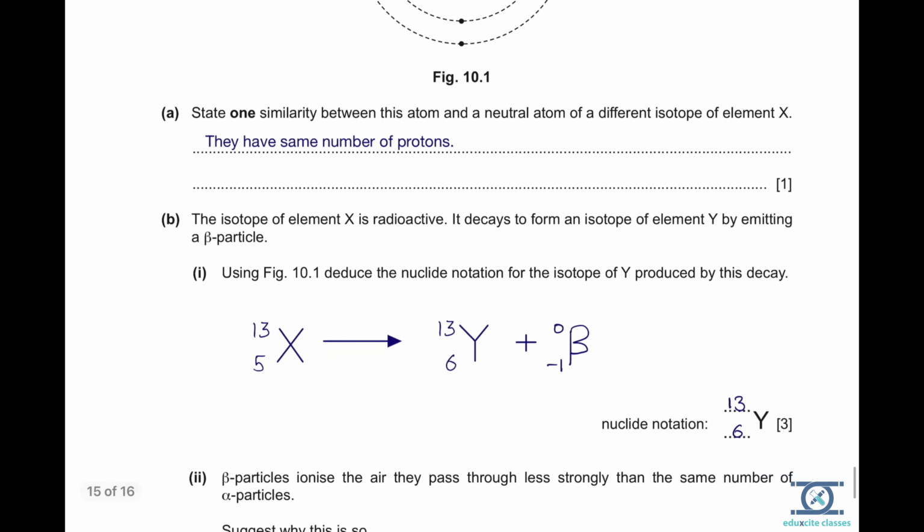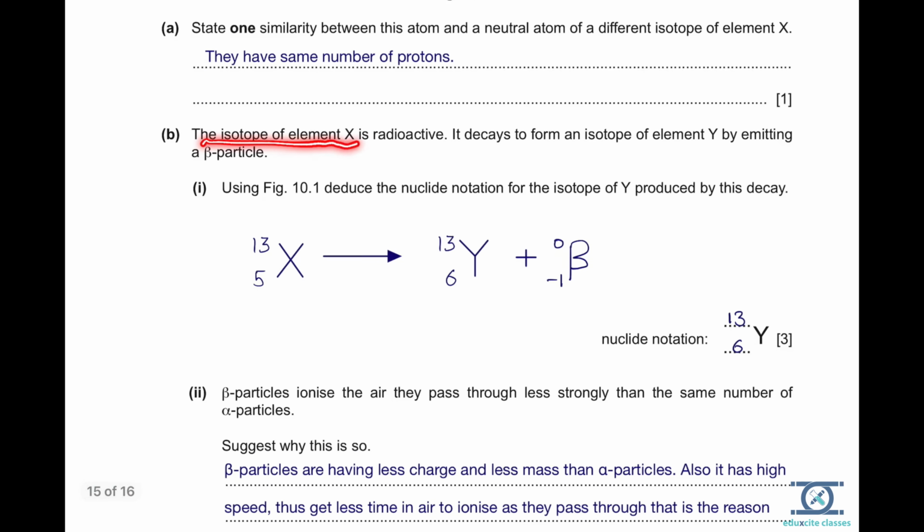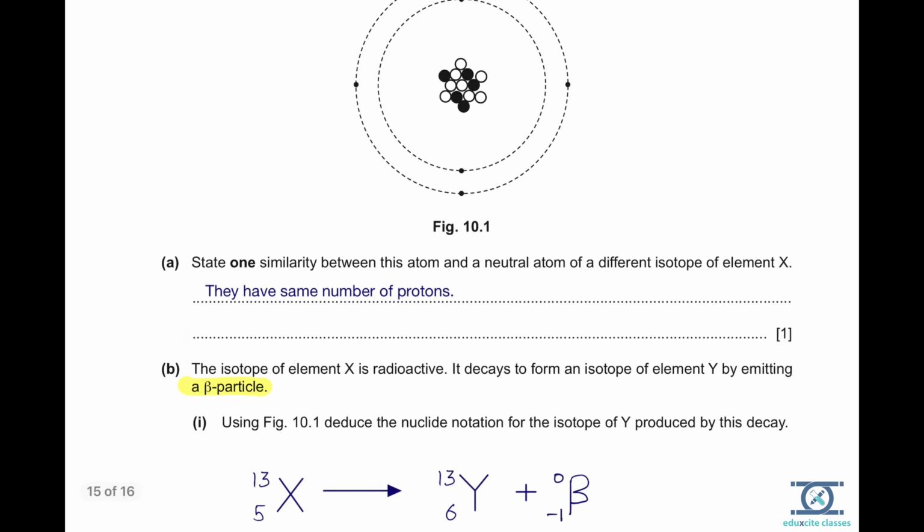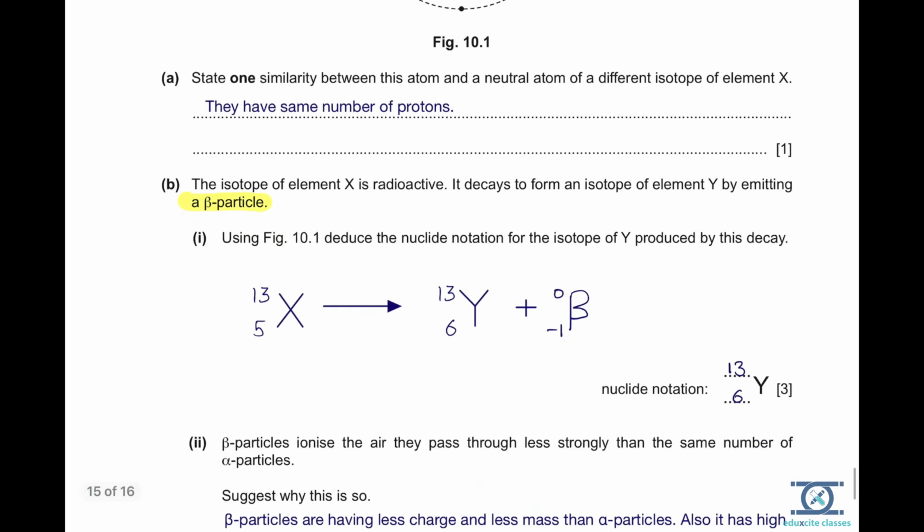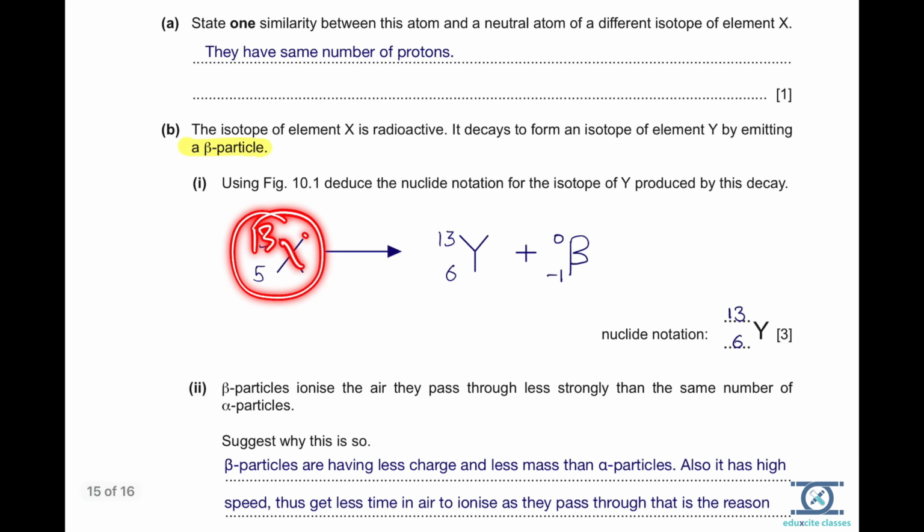Okay. Now in the B part, the isotope of element X is radioactive. It decays to form an isotope of element Y by emitting a beta particle. Please remember, it emits a beta particle. So we are to use nuclide notation for the isotope Y produced by this decay. So if X is going into beta emission, we can count the number of neutrons, it comes out to be 13, and the number of protons, that is the atomic number, comes out to be 5. So the nuclide notation for X has 13, that is the mass number, and the atomic number, that is 5.